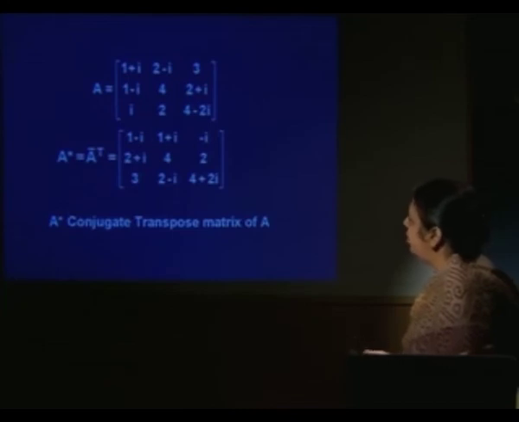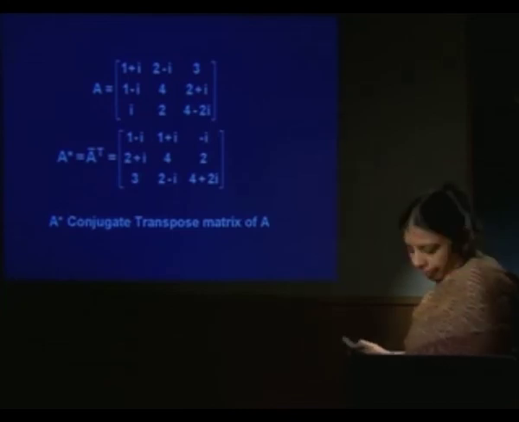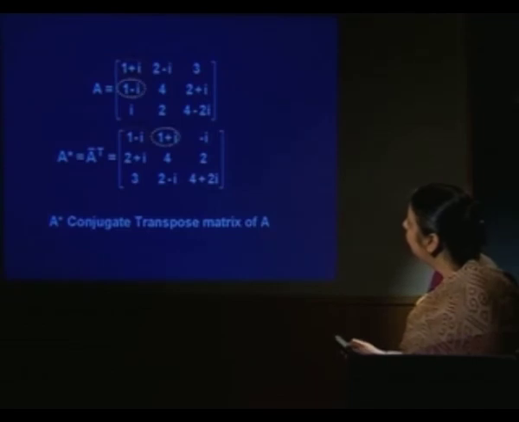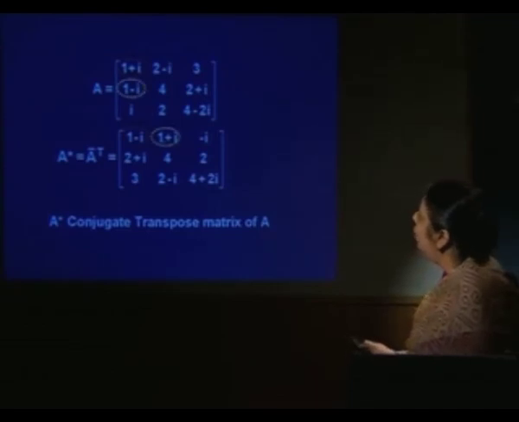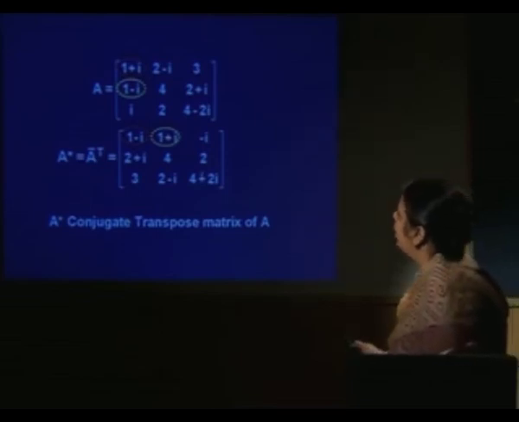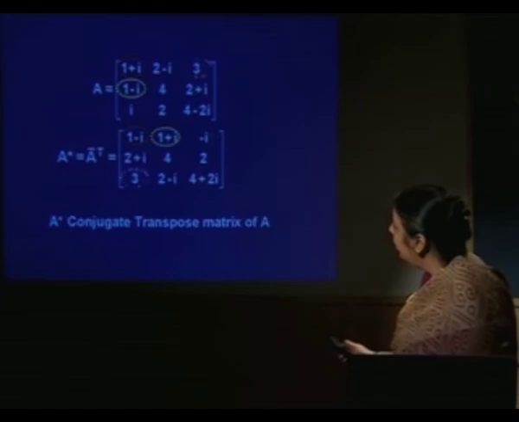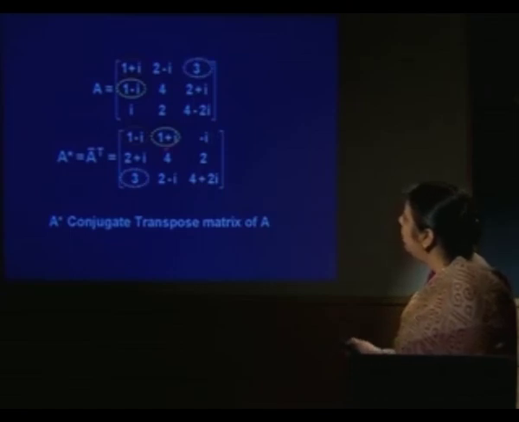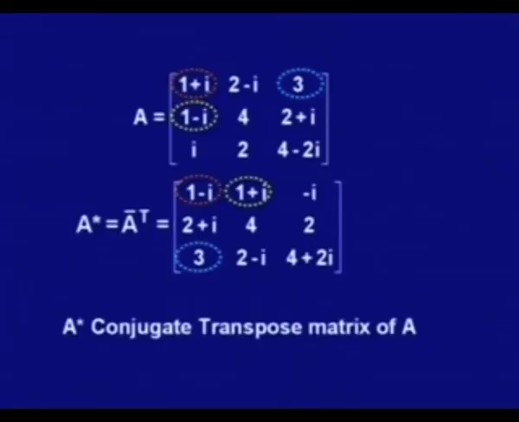This can be checked for other elements also. It is 1 minus i, 1 plus i, the complex conjugate of this. This appears in the first row, second column, and this appears in the second row, first column, and one can check it for each and every element here. It is 3, its conjugate is 3, this appears in the first row, third column, and this appears in the third row, first column.